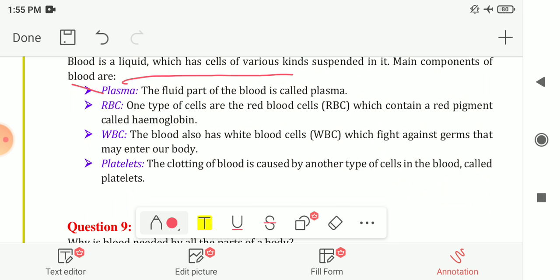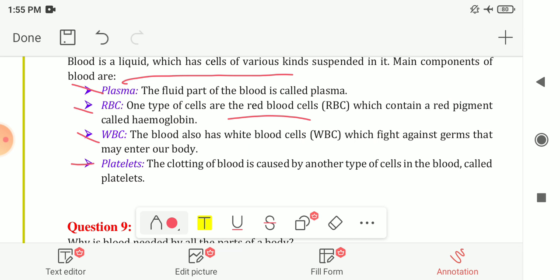First one is plasma, the fluid part, or you can say the liquid part of the blood, which is known as the plasma. Next is RBC. 3 different types of blood cells are there, which are suspended, or you can say floating, in the liquid or fluid. The first one is RBC, that means red blood cells. One type of cell is the red blood cells, which contain a red pigment, also known as hemoglobin. Next one is WBC, that is white blood cells. So the blood also has white blood cells which fight against the germs that may enter our body. So that is another type of blood cell.